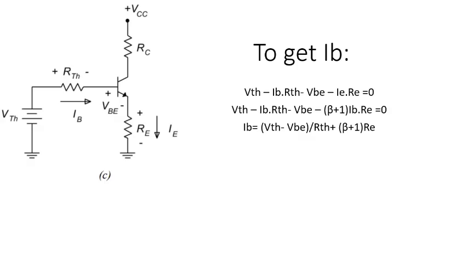Let's solve this circuit to get the base current. So we will apply the Kirchhoff voltage law in the input loop as follows, which is VTH minus IB into RTH minus VBE minus IE into RE. Since we know that emitter current is equal to beta plus 1 IB, so we can find IB as VTH minus VBE divided by RTH plus beta plus 1 into RE.